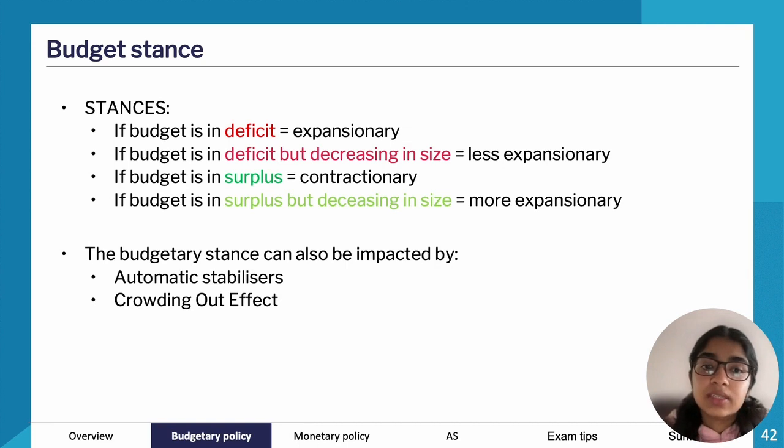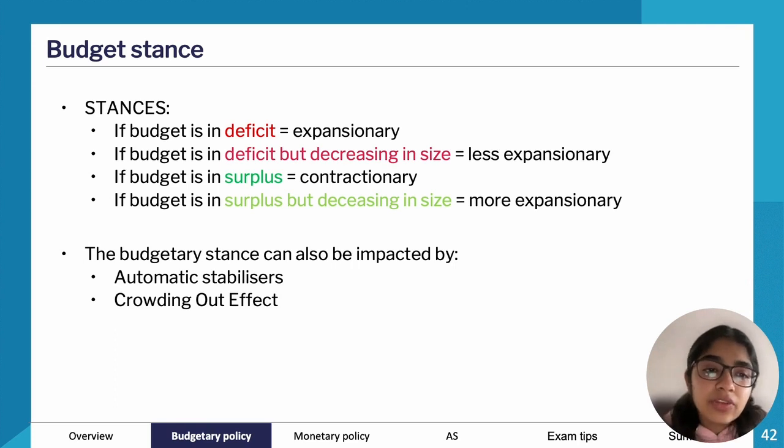If the budget is in deficit, but the deficit is smaller than last year, that means it's still expansionary, just less expansionary than last year. If we have a budget surplus, that means the budget is contractionary, so the levels of aggregate demand are supposed to decrease. The aim is to decrease the levels of demand in the economy. But lastly, if the budget is in surplus, but decreasing in size, so let's say the surplus is smaller than last year, it's actually less contractionary.